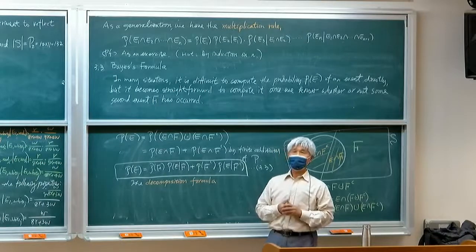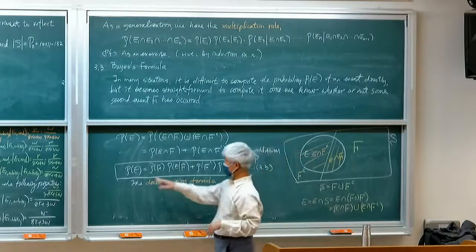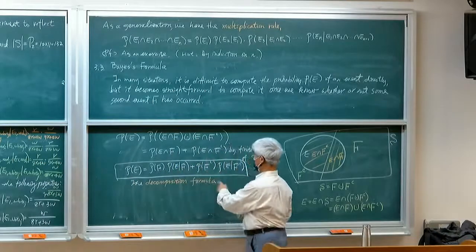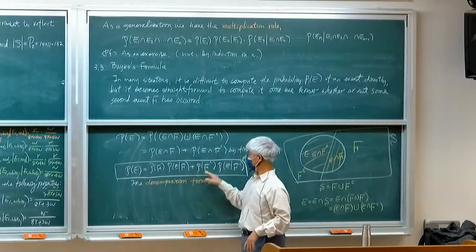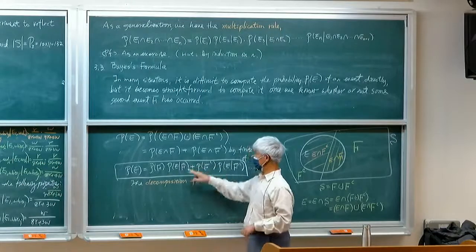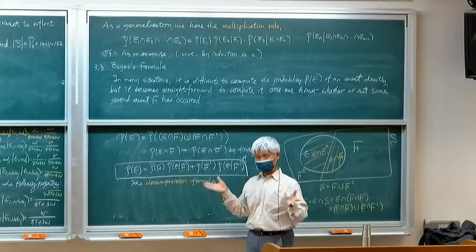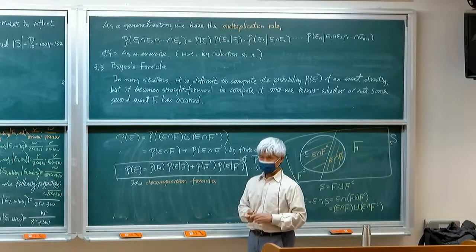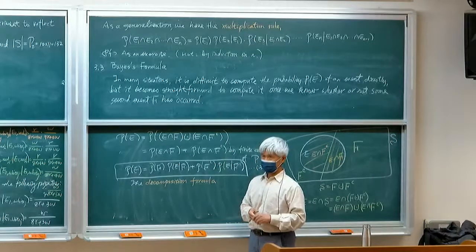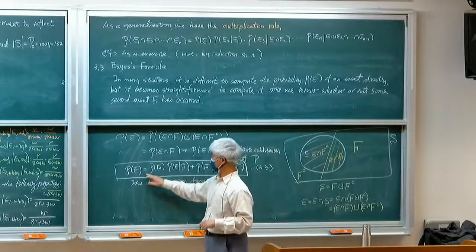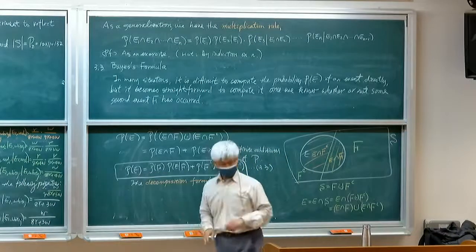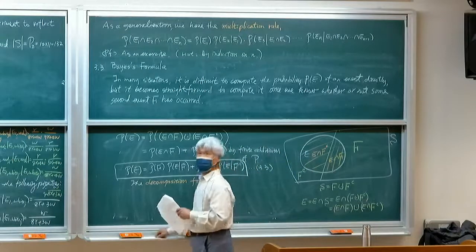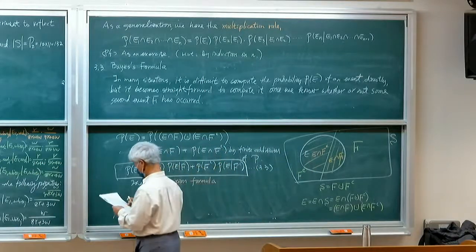But because the original probability is so difficult, and these are easy, it's easy to compute these 4 quantities. So the price is very cheap, and you can really compute. So the decomposition formula is quite useful.